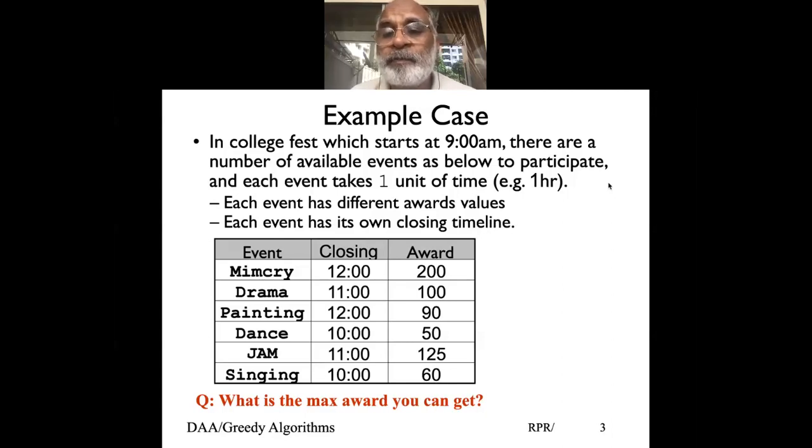Anyone, Kavita? So one answer that has been given is 425, which is jam, drama, and mimicry. Jam is 9 to 10, drama is 10 to 11, and then mimicry, so 425. That's a good answer, better than what I thought. Perfect.